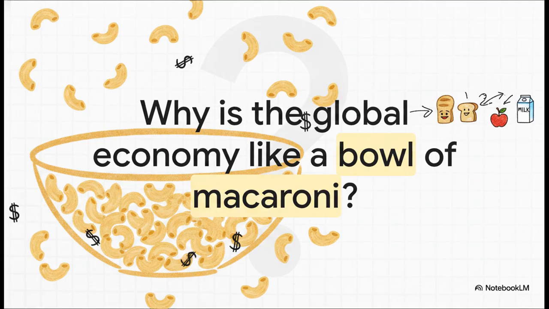We're going to represent your purchasing power as money noodles, where the number of noodles dictates what you can buy. Imagine the entire global economy is just a giant bowl of macaroni. Every single noodle represents a unit of purchasing power. So the total amount of groceries, housing, and goods you can afford is directly tied to how many of these noodles you hold, and more importantly, how much real value each of those noodles holds in the marketplace.